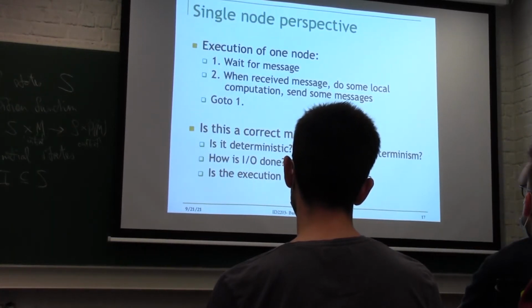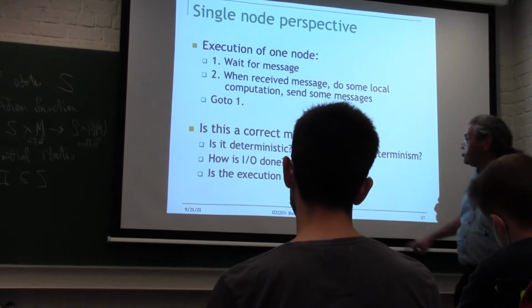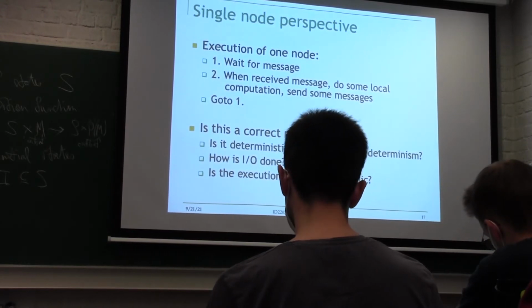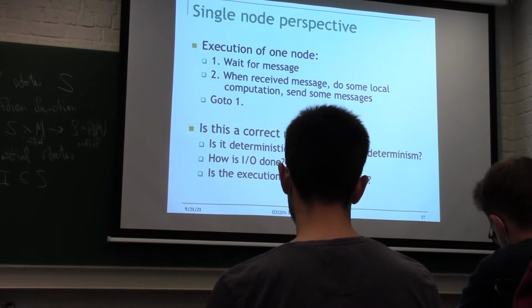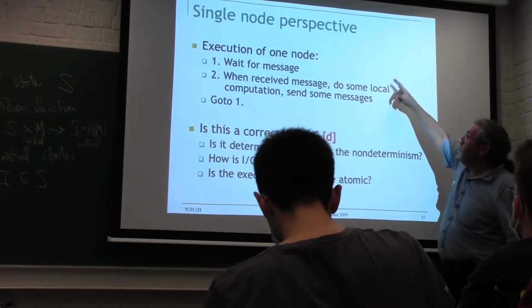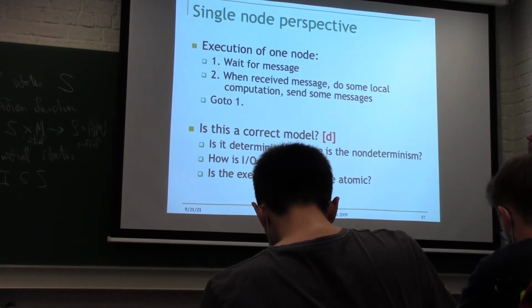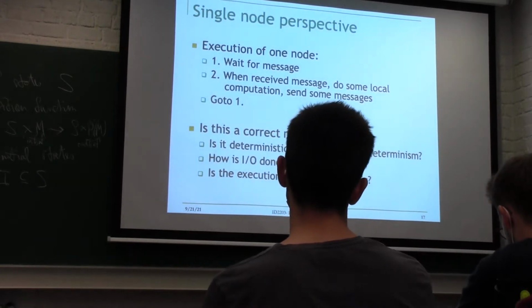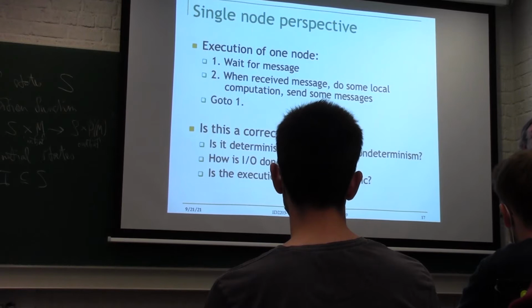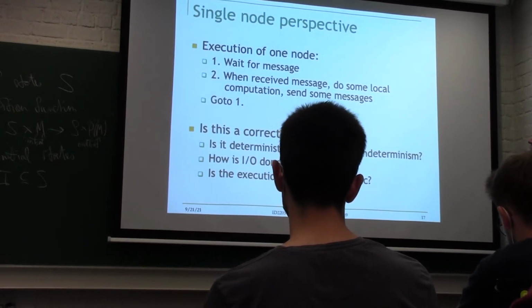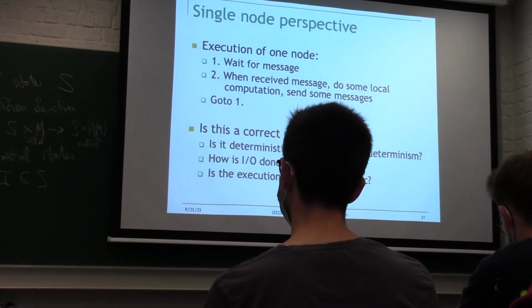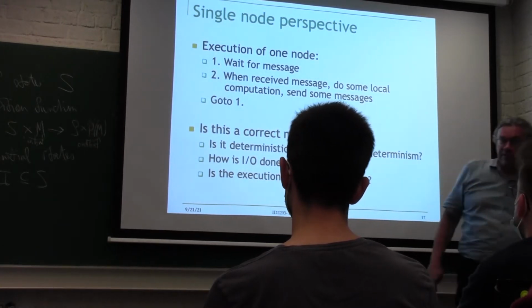So what about, is the execution of one node atomic? What does that mean? You should know what that means. Is each execution here atomic? I mean, atomic would mean what exactly in this case? Can you tell me? What would that mean here? So each node, is it executing atomically?